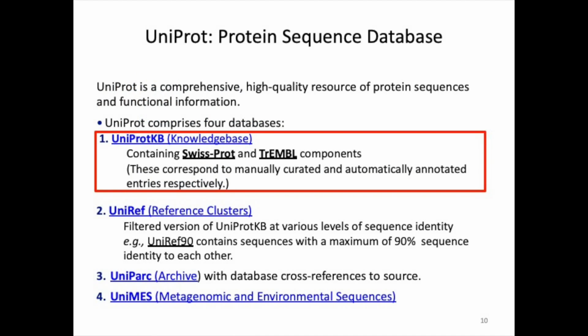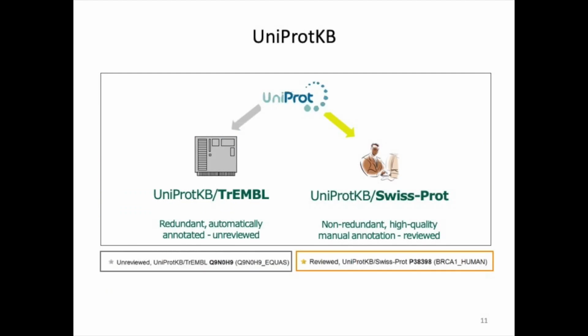UniProt is a comprehensive, high-quality resource of protein sequences and functional information. It contains 4 flavors of databases. We are most interested in UniProtKB. UniProtKB, the knowledge base, contains SwissProt and TrEMBL components. This corresponds to manually curated and automatically annotated entries, respectively. TrEMBL contains automatically annotated, unreviewed data.